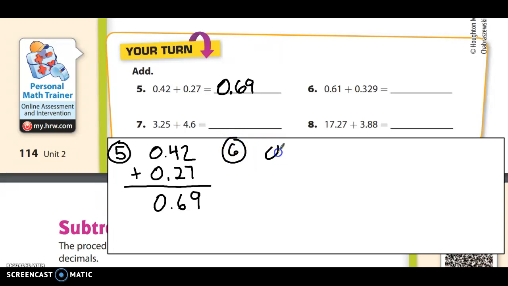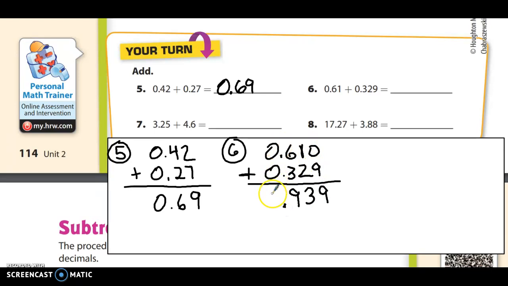Number 6 is our first one that has different lengths. If you notice, 0 and 61 hundredths is supposed to get added to 0 and 329 thousandths. And 0 and 329 thousandths is longer. So to make sure they're the same length, we can simply annex a 0 to 0 and 61 hundredths. So I've got 0 plus 9 is 9. 1 plus 2 is 3. 6 plus 3 is 9. Decimal comes straight down. 0 plus 0 is 0. I've got 939 thousandths. 0 and 939 thousandths.